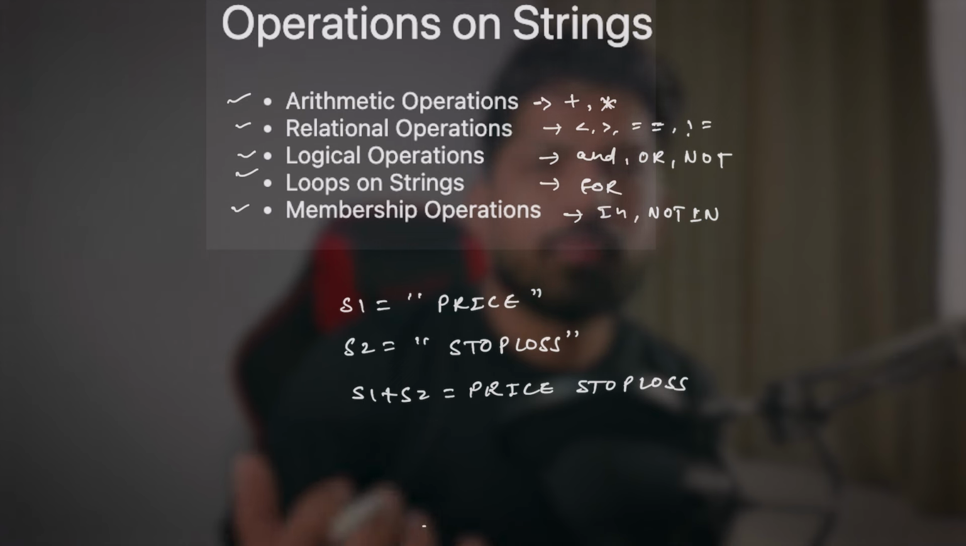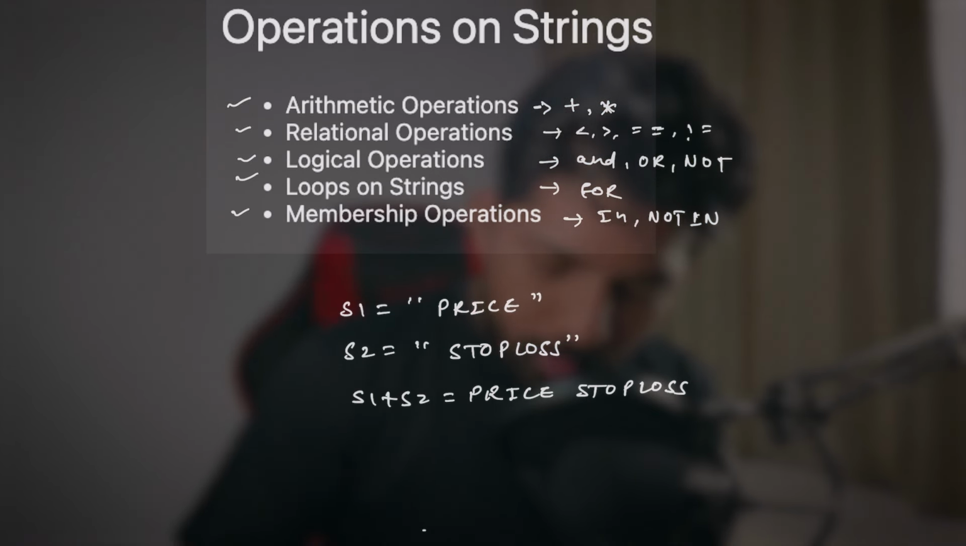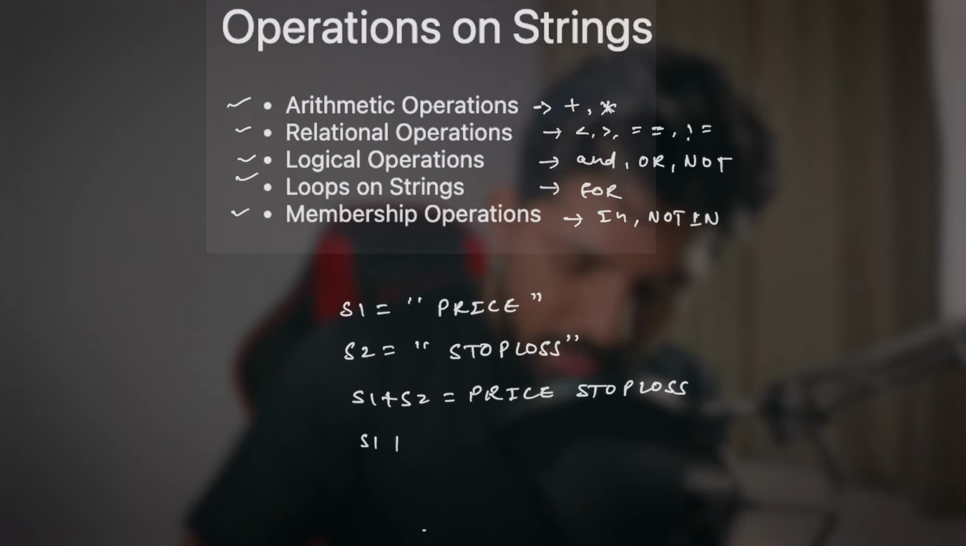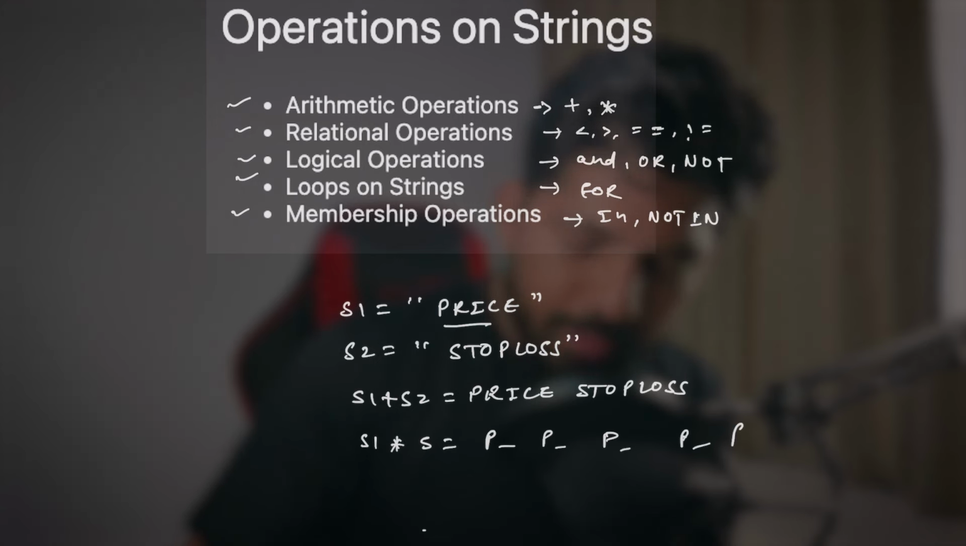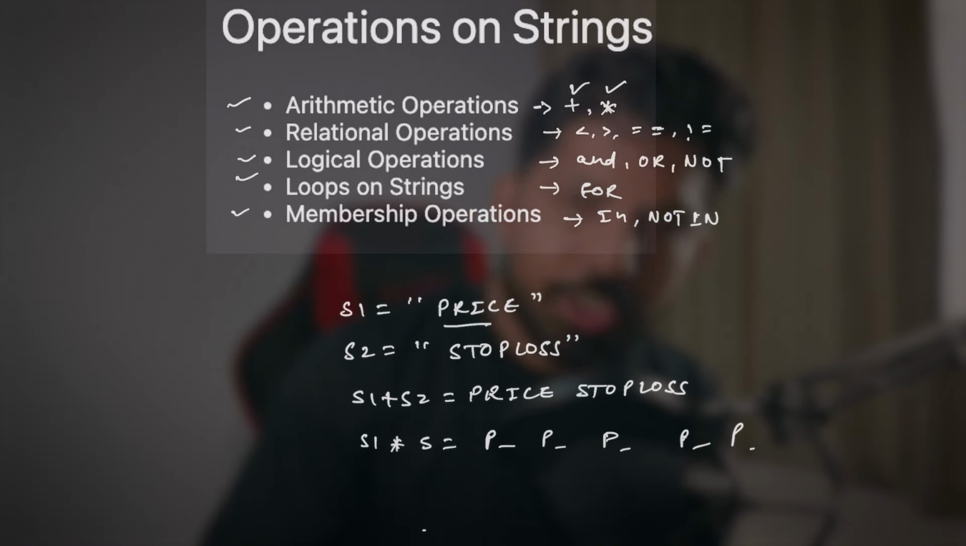We will also perform some examples, and you can also perform multiplication. How can you do that? For example, this is your first string, and you are multiplying it with, let's say, 5. What will happen? This price will be printed 5 times: price, price, price, price, price, like this. So you can only perform addition and multiplication on strings.